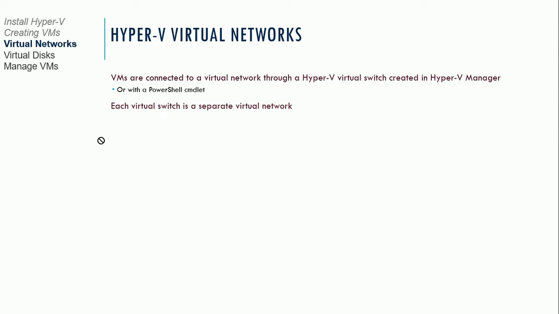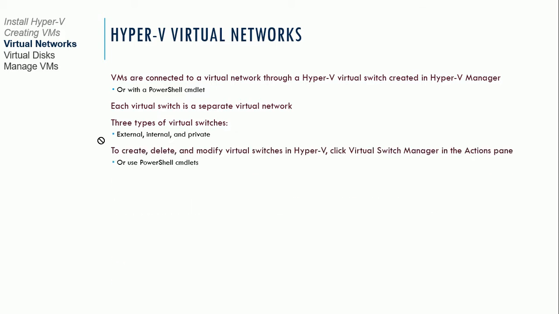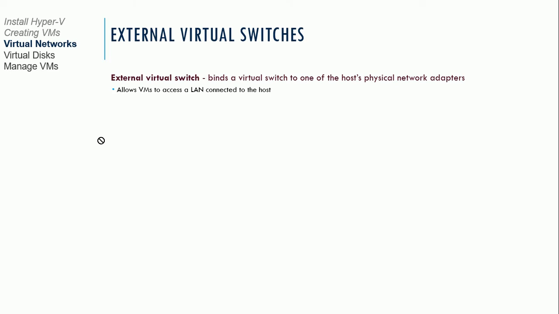So each virtual switch is a separate virtual network. You can create different virtual switches to create sort of these virtual networks within your machine. There are three types of virtual switches: external, internal, and private, and we'll talk about these a little bit. So you can create, delete, and modify virtual switches in Hyper-V, or you can use PowerShell commandlets to create and configure your virtual switches.